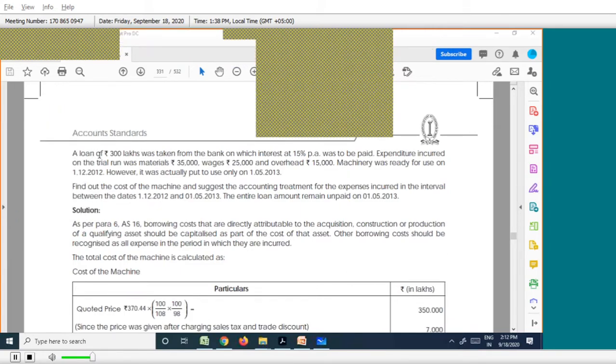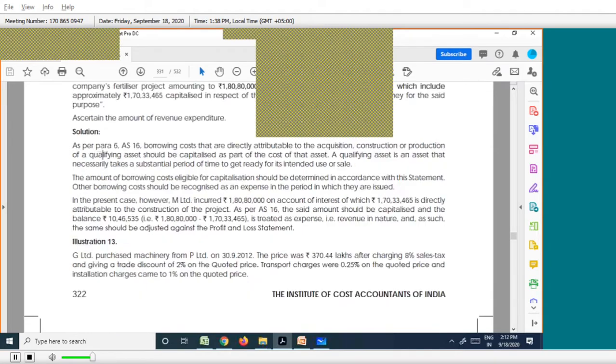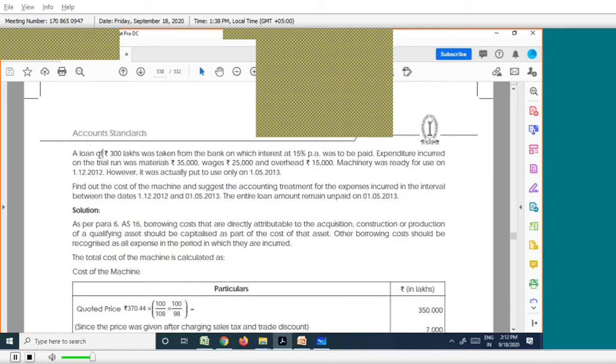A loan of rupees 300 lakhs was taken from the bank on which interest at 15% per annum was to be paid. That is the question. When they took the loan, they purchased the machinery on what date? 30/9/2012 they purchased.